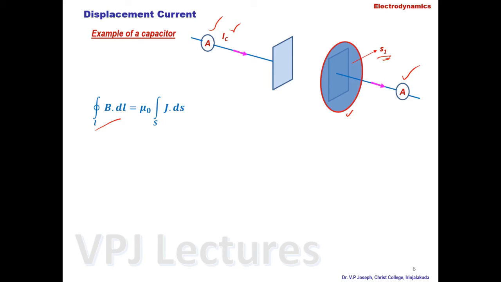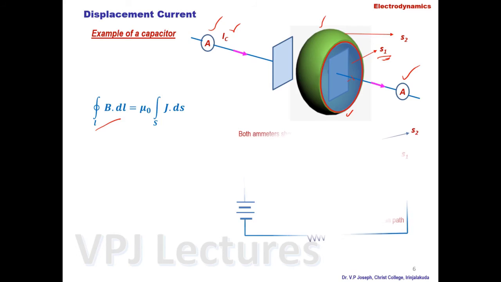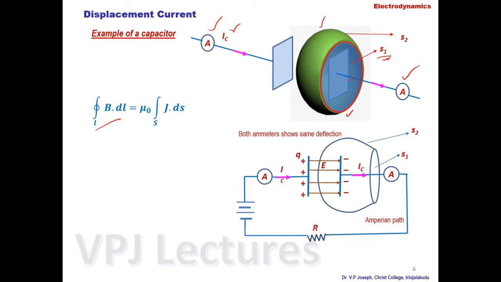Okay, and we will evaluate. And right now we are able to show that a current IC is flowing for this case. And again consider another surface like this, that is surface S2. And here the surface S2 is through the capacitor, so that there is no actual current conductor present. So this figure may be redrawn like this.